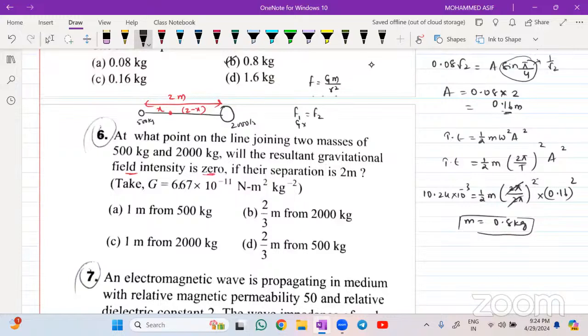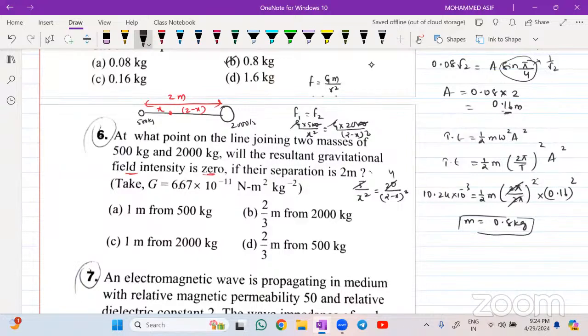Capital G into mass of the first one: 500 divided by x square is equal to G into the second mass: 2000 divided by 2 minus x whole square. The G cancels, and the 2 and 5 and the 2 and 0 cancel. So it is 5 divided by x square is equal to 20 divided by 2 minus x whole square. Is it? 5 ones are 5, 5 fours are 20.